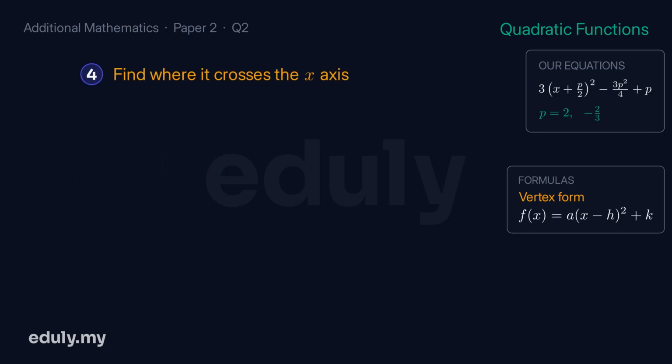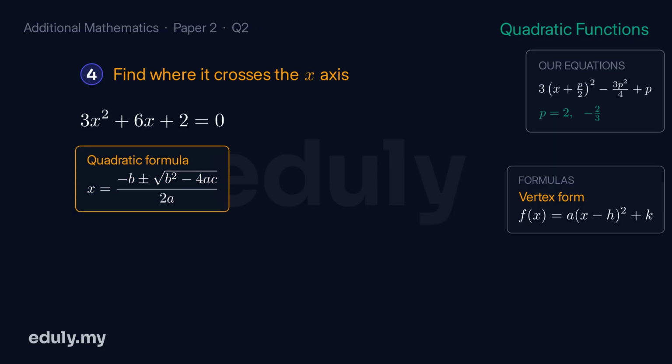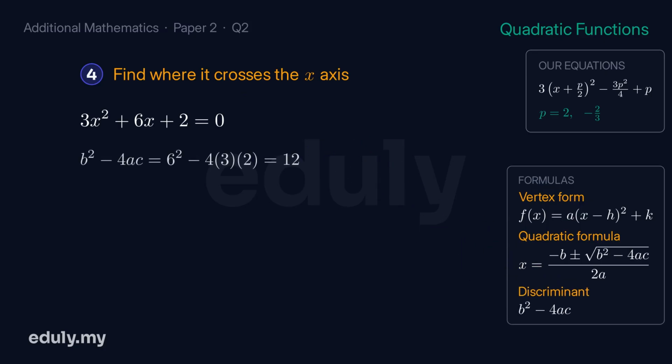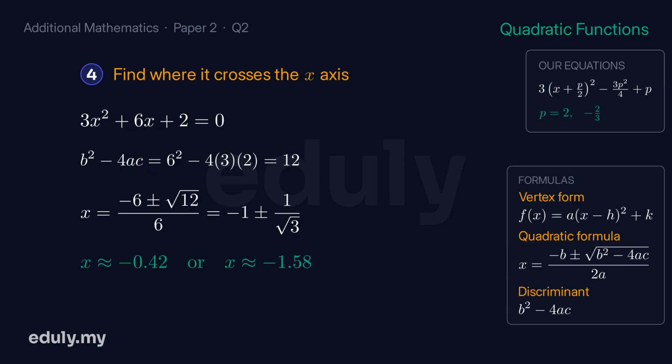Step 4. Find where the curve crosses the x-axis. Set f of x to 0. There is no easy factor here, so we reach for the quadratic formula. First, the discriminant, which tells us how many times the curve crosses. It works out positive, so there are 2 crossings. Putting the numbers in and tidying up gives these 2 x values. As decimals, that is about -0.42 and -1.58.